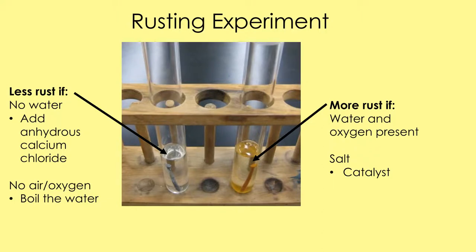On the right hand side is a more rusty nail. If you've got both water and oxygen, so if you put a nail in water and left it open so there was air as well, then the oxygen from the air and the water are going to combine to give that hydrated iron oxide, so you're going to get more rust. The one that normally looks most rusty is if we add salt as well as water and oxygen. The salt acts as a catalyst and speeds the reaction up, so you see lots of rust.